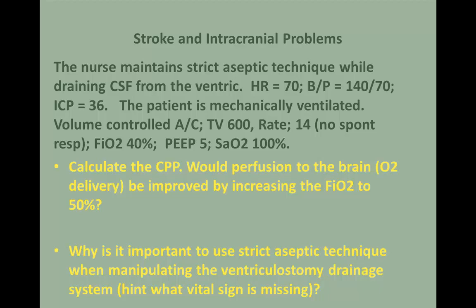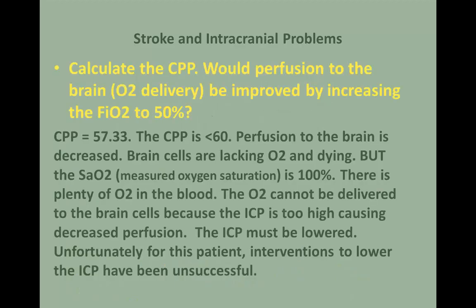But let's consider the patient's mechanically ventilated. The assist control's at 600, but the FiO2, the supplemental oxygen, is 40%. So if you calculate the CPP, if you take the MAP minus the ICP, and you know that the CPP is dangerously low, would we help the patient's oxygenation in the brain if we increase the FiO2 up to 100%? And why is it important to use strict aseptic technique when manipulating the ventriculostomy drainage system?